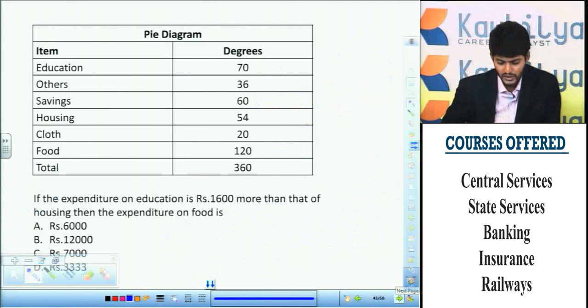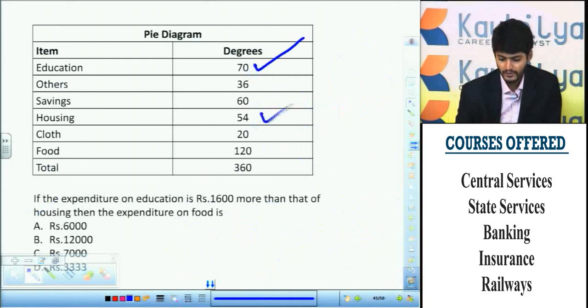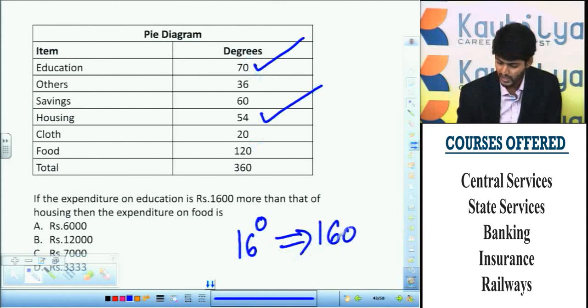If the expenditure on education is 1600 more than that of housing. So what is your education? Education is 70 degrees. This is your first part. And what is your housing? 54 degrees. Upper it's given as degrees. So the difference between these two is 16 degrees. So 16 degrees correspond to 1600 because the difference between these two is given as 1600. So 1 degree will correspond to how much?